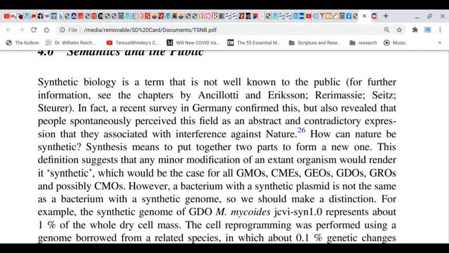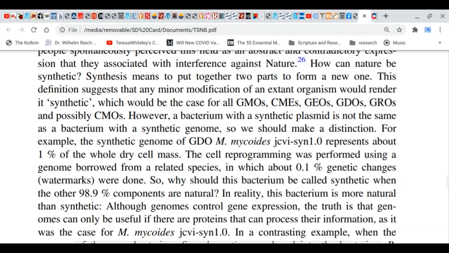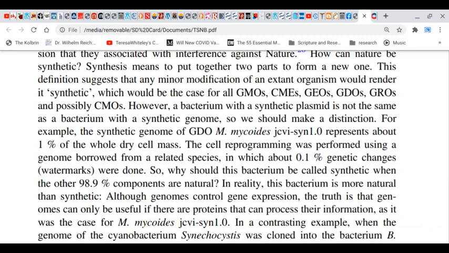For example, a synthetic genome of a genetically reprogrammed cell, a GDO, represents about 1% of the whole dry cell mass. The cell reprogramming was performed using a genome borrowed from a related species, in which 0.1% genetic changes, watermarks, were done. So why should this bacterium be called synthetic when the other 98.9% components are natural? In reality, this bacterium is more natural than synthetic.